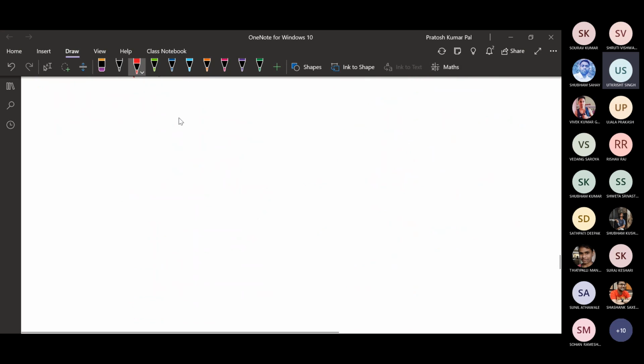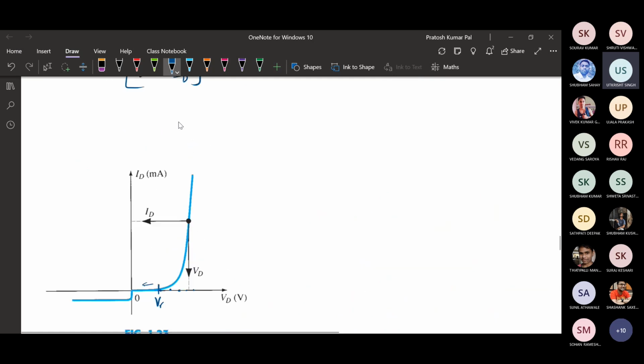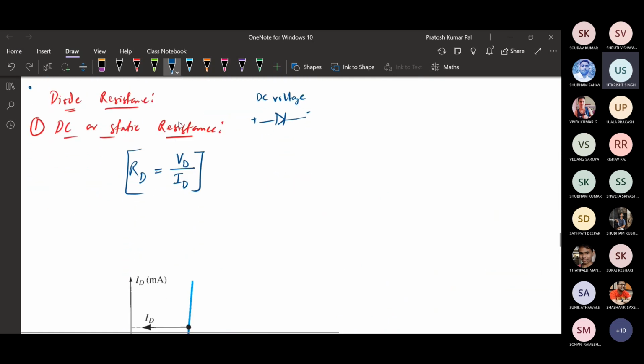So this was the DC resistance. Another resistance we can see, the second one, is AC resistance, or we can call it dynamic resistance. So basically, in the previous case we can see, just noted, this will be the case only when DC voltage is applied.